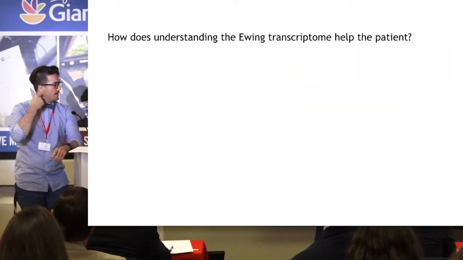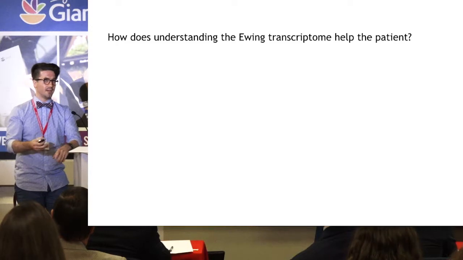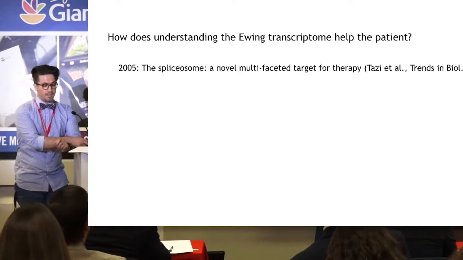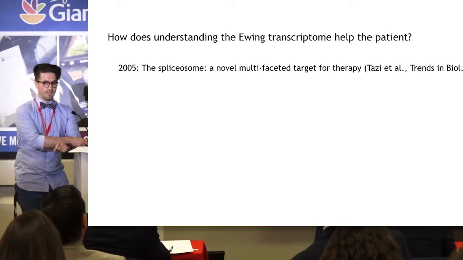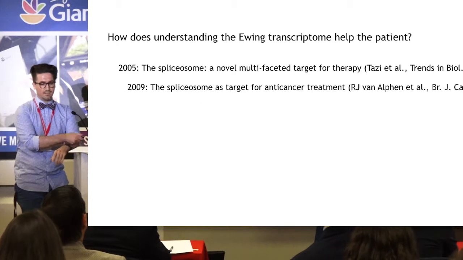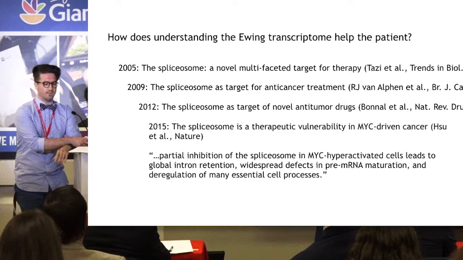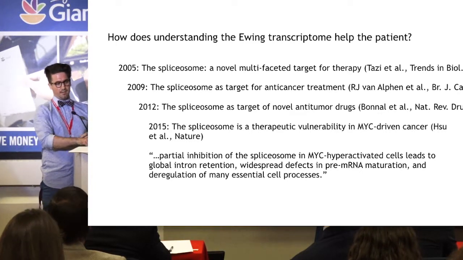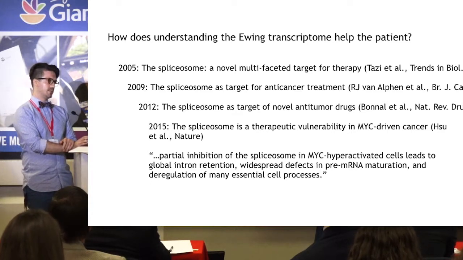Because we're dealing with patients and this retained intron concept, these things are not that closely linked yet, but as early as 2005, people were talking about drugging the spliceosome as a mechanism of treating specific things. It eventually turned into treating cancer and anti-tumor drugs. And in 2015, a paper was published about treating the spliceosome specifically in MYC hyperactivated cells, but they were coming at it from a different direction.